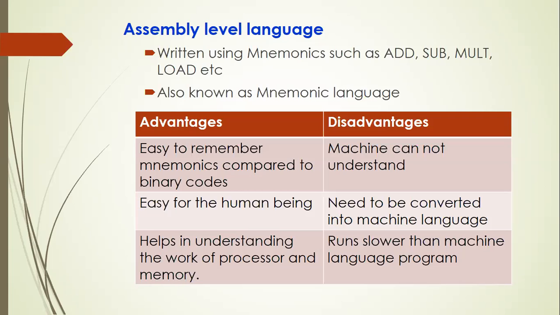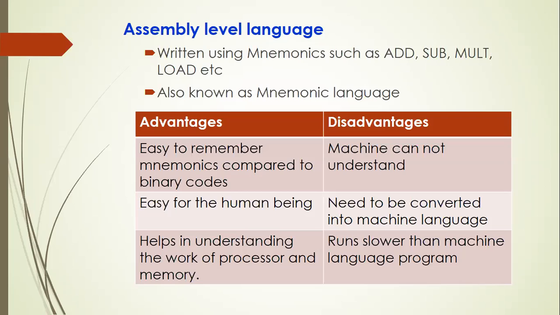The assembly level language program also has certain advantages and disadvantages. The first advantage of an assembly level language program is it's easy to remember the mnemonic codes when compared to binary codes. Hence, writing an assembly language program is easier for a human being when compared to machine language. And the third one is it helps in understanding how your processor or your memory works inside a computer.